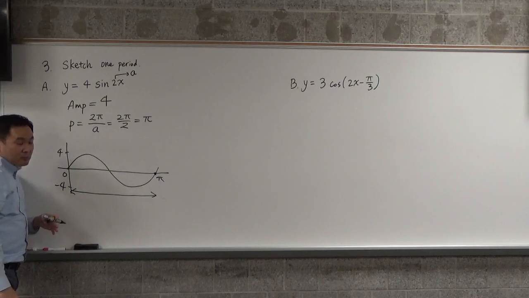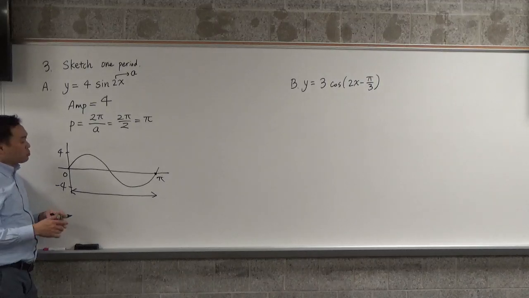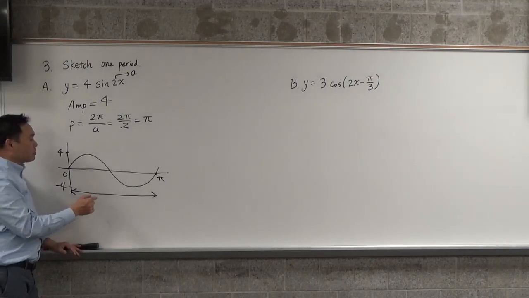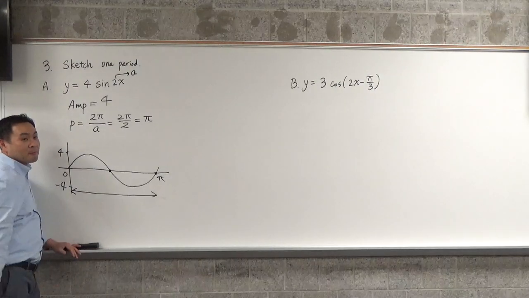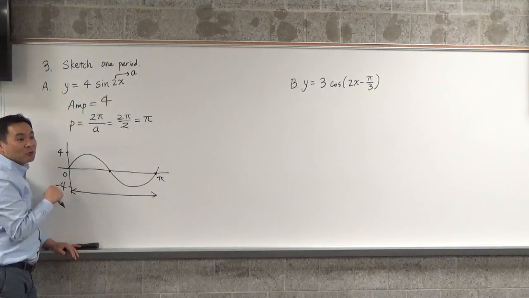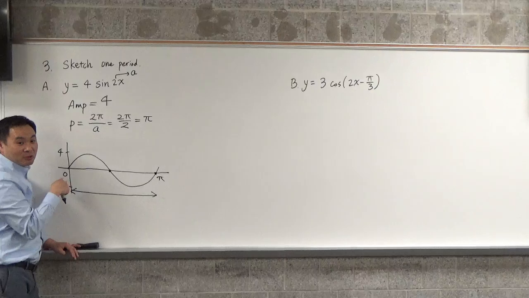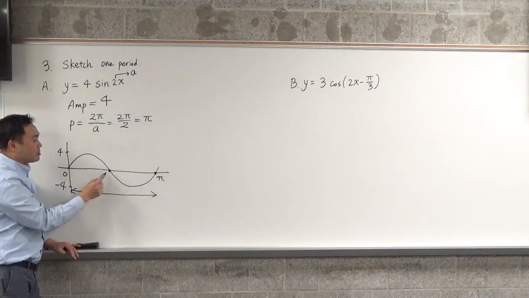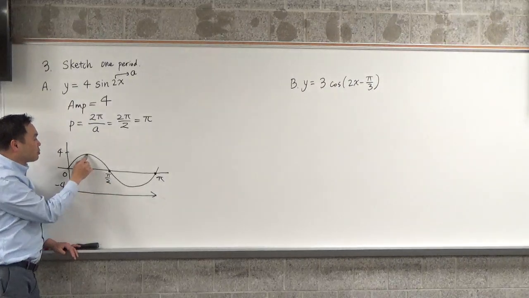Now, on the exam, I'm going to ask some additional questions, like, where are the zeros? So for example, what's this coordinate? How would you know this coordinate? It's the midpoint between 0 and pi, right? How do you find the midpoint? Add the two numbers and divide by 2, right? So what do you get if you do that? Pi over 2.